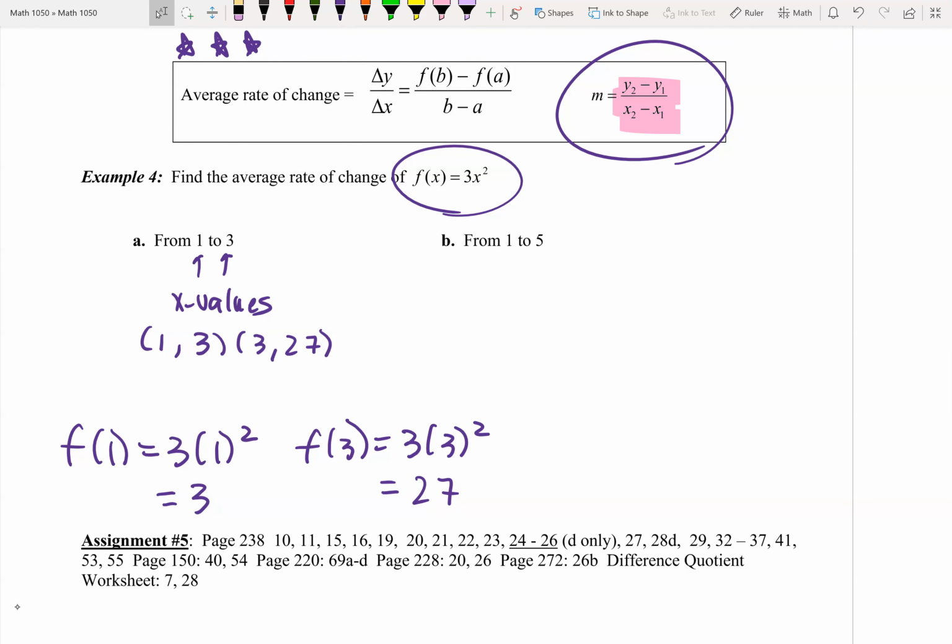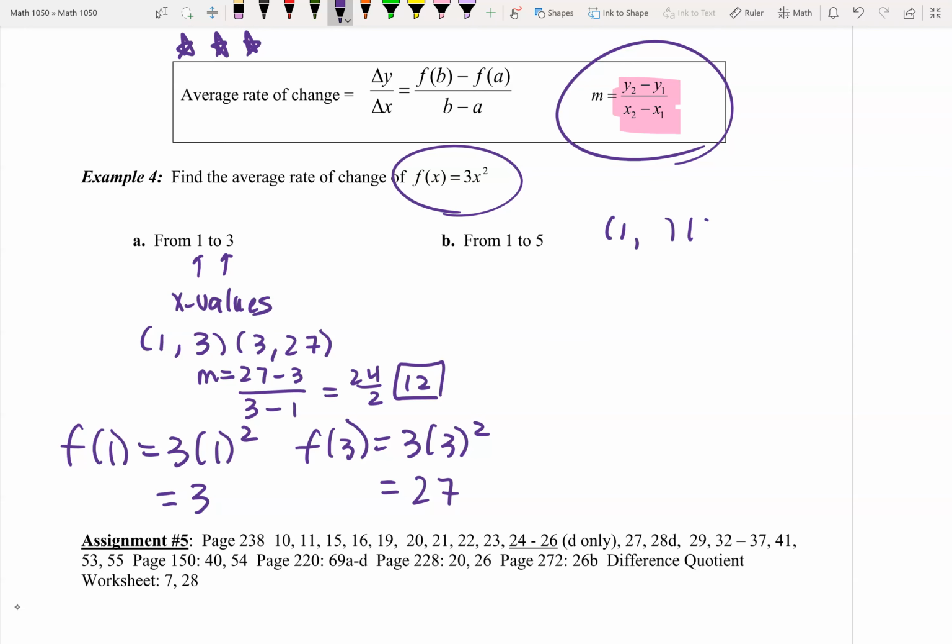That slope formula, right? So everybody go m equals the second y value, 27, minus the first y value, 3, over the second x value, which is 3, minus the first x value, which is 1. So that's 24 over 2, which gives me 12, and I'm done. And I am almost 100% sure this will be on your midterm, which I think is good news because I think it's easy. Okay, let's do question B.